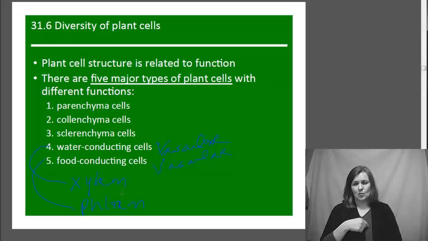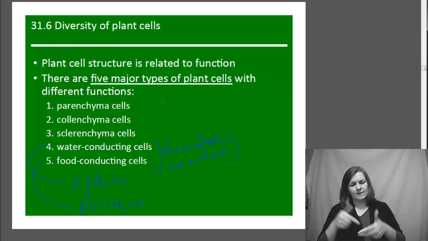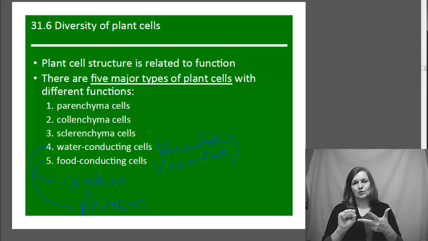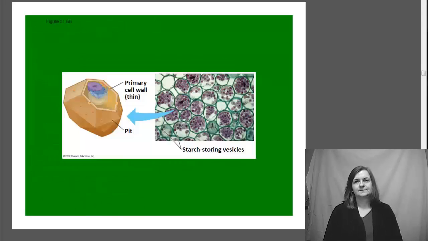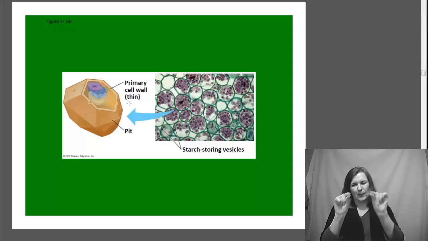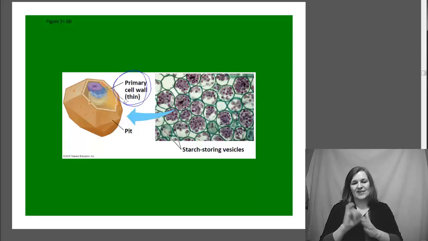Since we're familiar with the vascular cells, and we'll come back to those again later, I want to focus instead on our parenchyma, collenchyma, and sclerenchyma cells. So our parenchyma cells are actually the most abundant cells that we see in the plant structures. So we see these throughout the majority of the plant. They tend to have a very thin cell wall. This will be one of our identifying characteristics of a cell type, how thick that cell wall is.